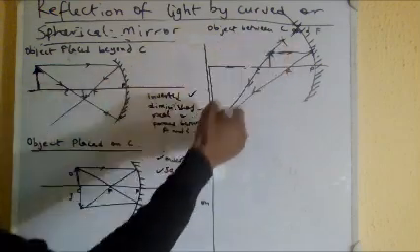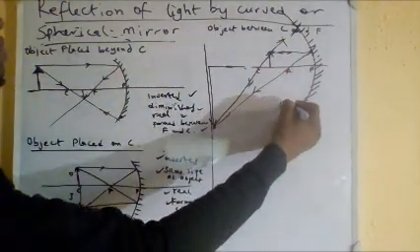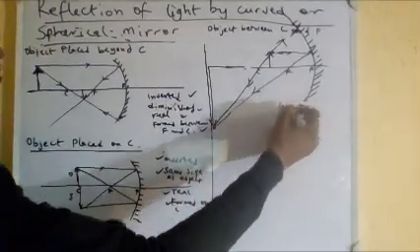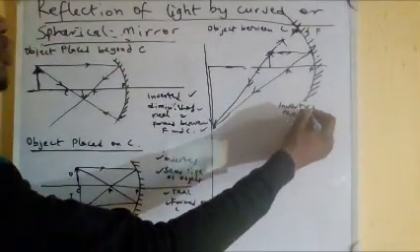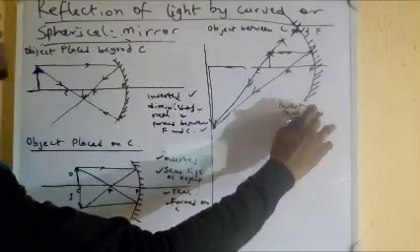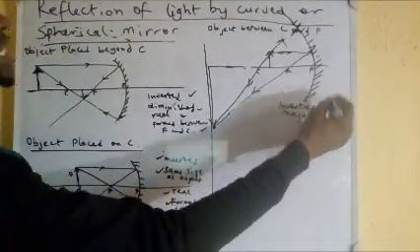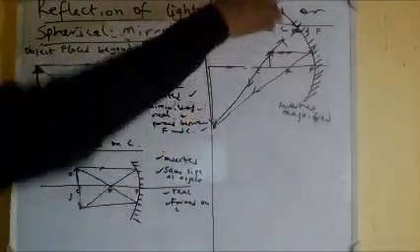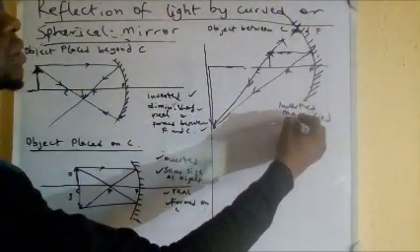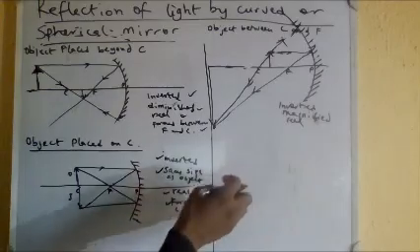This one is still inverted, magnified. So at this point, I'm getting the image bigger than the object. So this one is magnified, it is real, and formed beyond C.